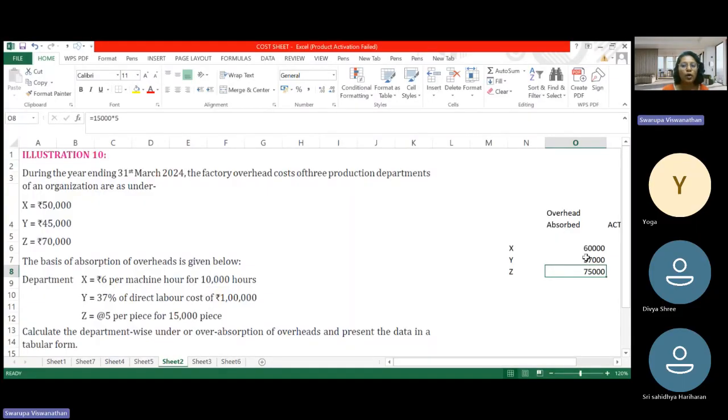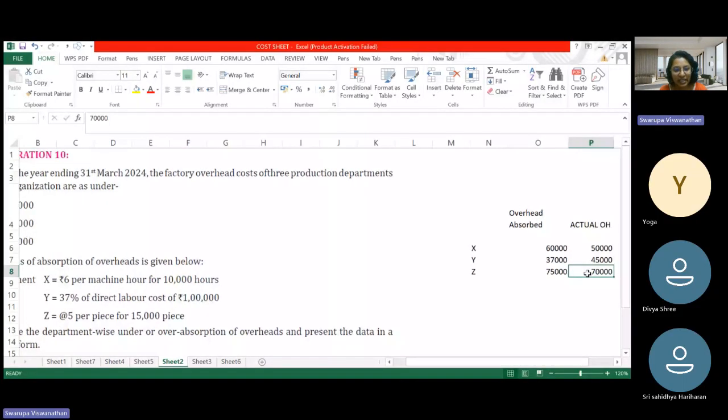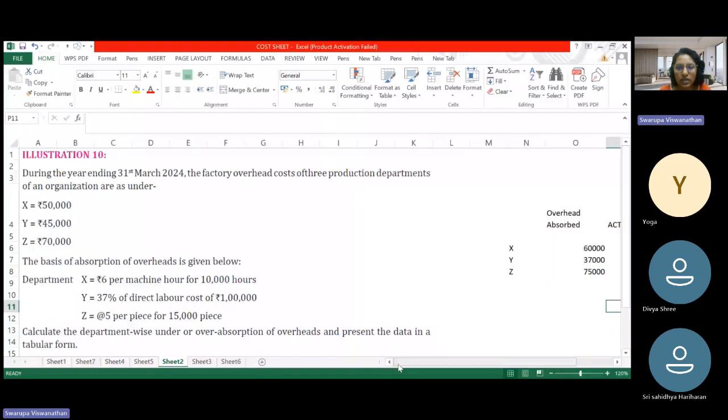So we now have the overhead absorbed values, then the actual overheads. The difference between these two will give us the under absorption or over absorption. So in first case, X, the overhead absorbed is 60,000, the actual overhead is 50,000. That means there is an over absorption of 10,000. In the second case, 37,000 overhead absorbed, but the actual overhead is 45,000. So there is an under absorption of overheads. In the third case, 75,000 is the overhead absorbed, the actual is 70,000. So there is an over absorption of 5,000 rupees. Okay, these are small questions which can come as a 2-mark MCQ question for you.